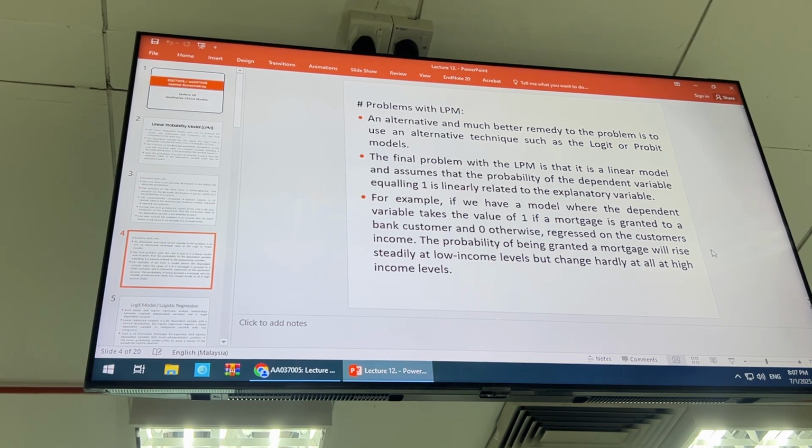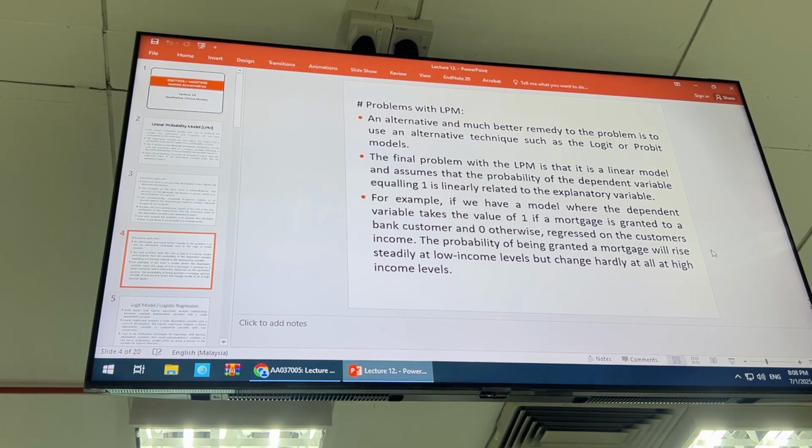The final problem with the LPM is that it is a linear model and assumes that the probability of the dependent variable equaling 1 is linearly related to the explanatory variable. For example, if we have a model where the dependent variable takes the value of 1 if a mortgage is granted to a bank customer and 0 otherwise, regressed on the customer's income, the probability of being granted a mortgage will rise steadily at low income levels but change hardly at all at high income levels, meaning that it's no longer linear.